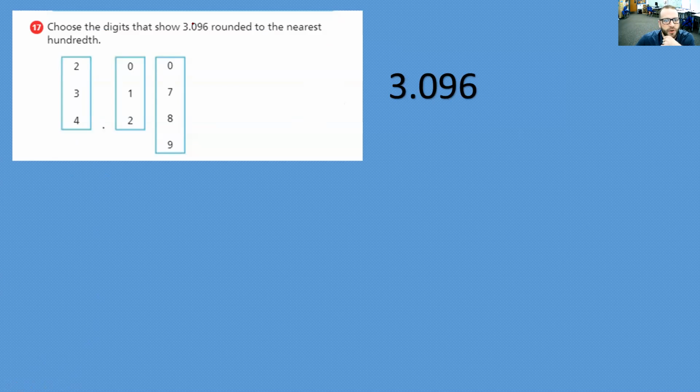Choose the digit that shows this number right here, which is 3 and 96 thousandths, rounded to the nearest hundredth. Okay, so that means, are you closer to having 9 hundredths or one more than 9 hundredths? Well, because this first one going bye-bye is a 6, it's closer to having one more than 9 hundredths, and one more than 9 hundredths is 10 hundredths. So that would look like this, 3.10.